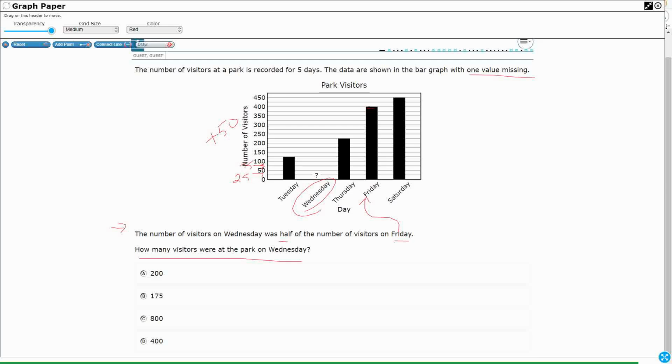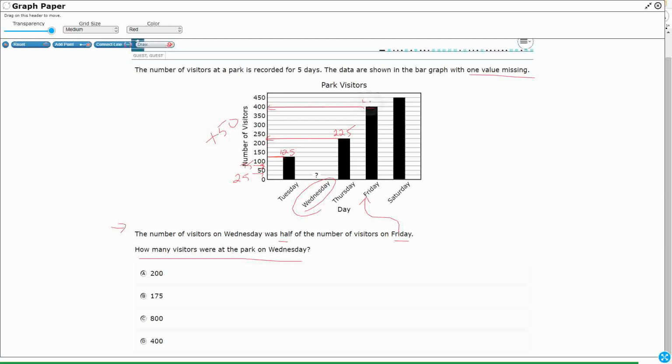So we see this Tuesday right here. It's right there in between 100 and 150, so that's on that 25 line, so 125. We don't know about Wednesday. And we see this right here, between 200 and 250, so that's going to be 225. And Friday is the one we're looking at. It's not even on a line. It's just plain old 400.